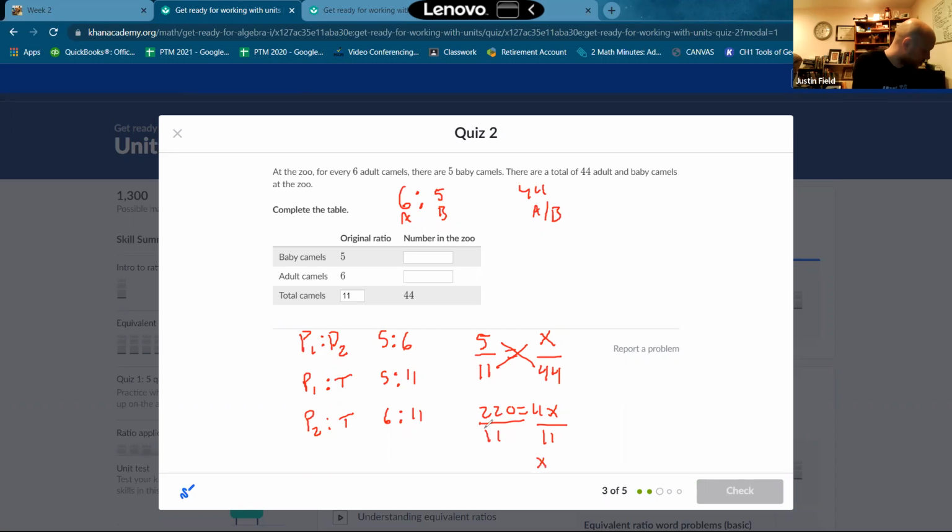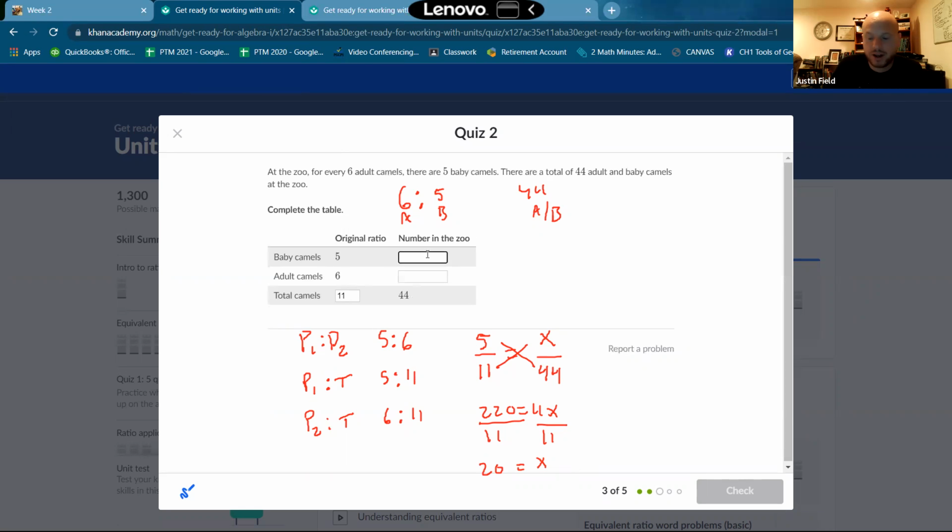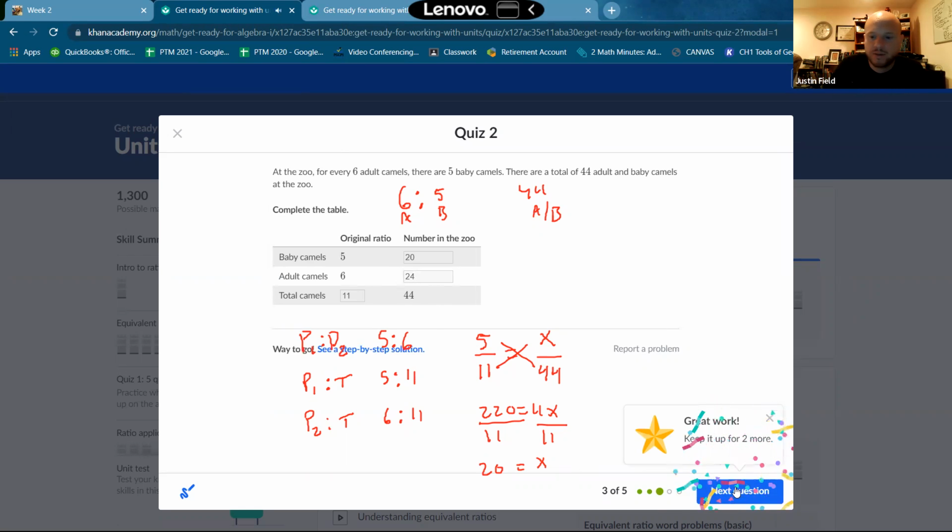I'm not interested in doing this math. 20. Why do I keep using the calculator? 20. All right. So it's 20 baby camels. And guess what? I could set up the ratio and find the adult camels, but I'm not going to because I know the total number of baby and adult adds to 44. So just doing this in my head, 20 plus what is 44? I think it's 24. 20 plus 24, 44. There you go.